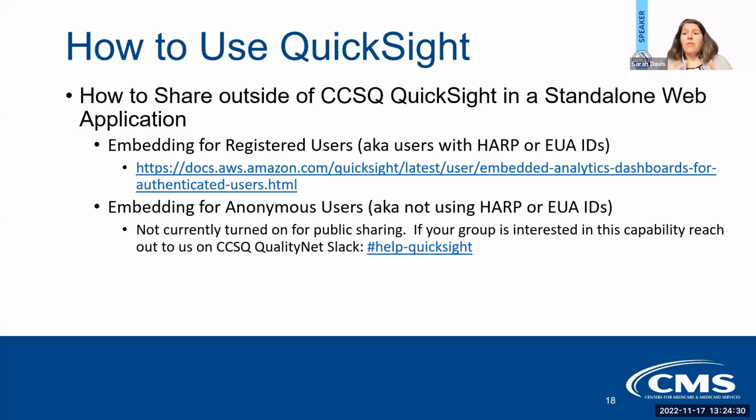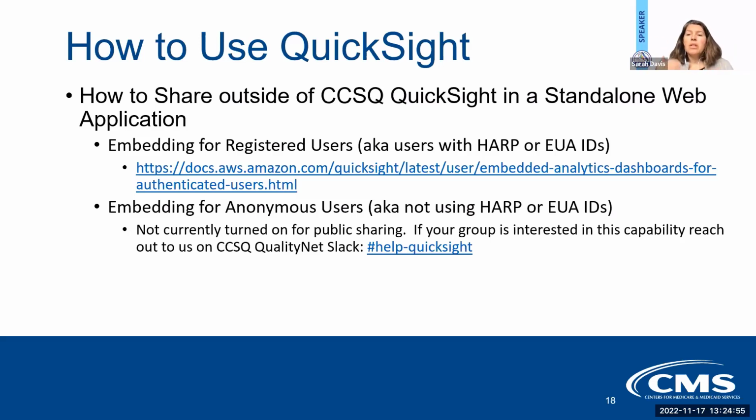So if you have users who you don't, or they will never get HARP IDs or EUA IDs, but you still need to share this with them, please reach out to me on the QNet Slack channel, Help Site Quicksight. Just quickly be like, hey, I'm interested in this feature. I'll reach back out to you. We'll set up a quick chat so that we can better understand your use case. Do you currently have a solution? Is this a new solution?